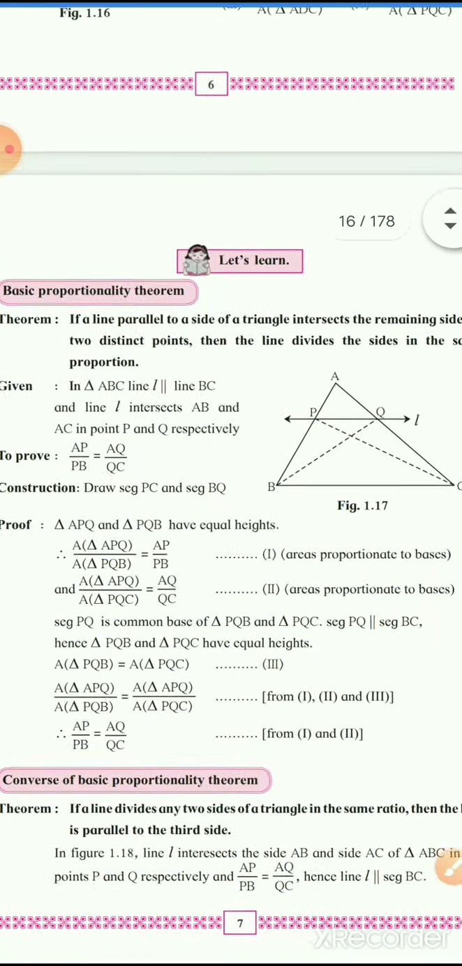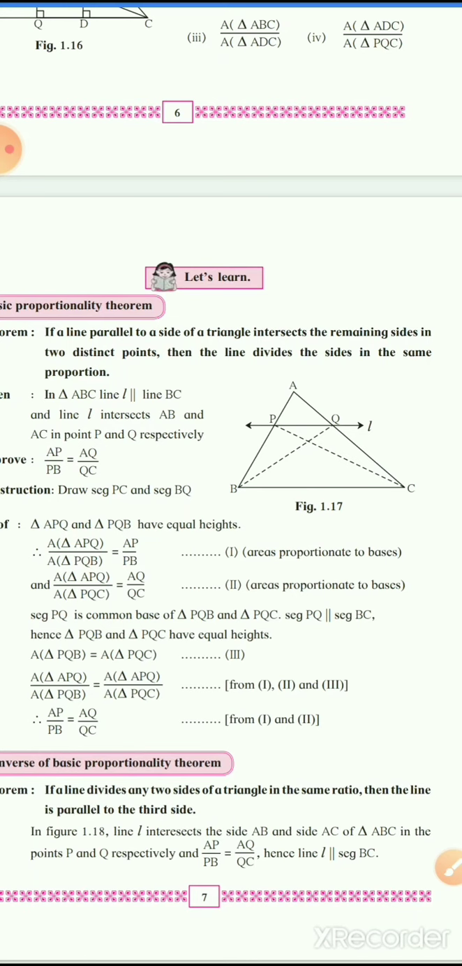If a line parallel to a side of a triangle intersects the remaining sides in two distinct points, then the line divides the sides in the same proportion. Let us see once again the theorem. Theorem is, if a line parallel to a side of a triangle intersects the remaining sides in two distinct points, then the line divides the sides in the same proportion.